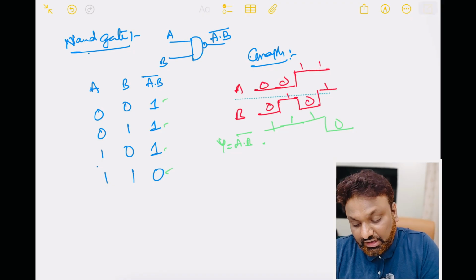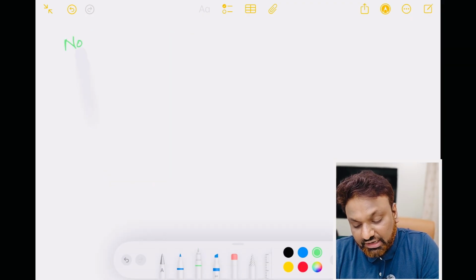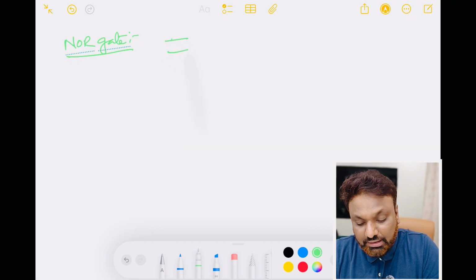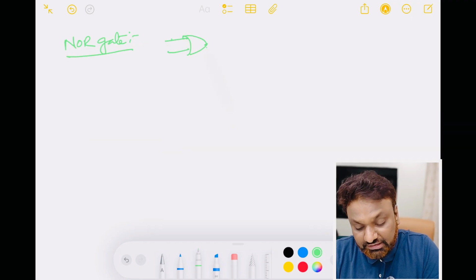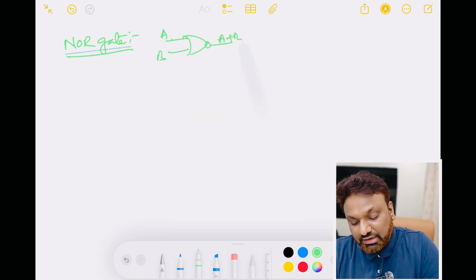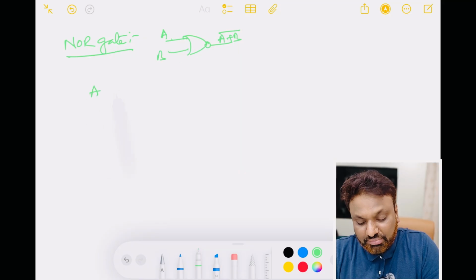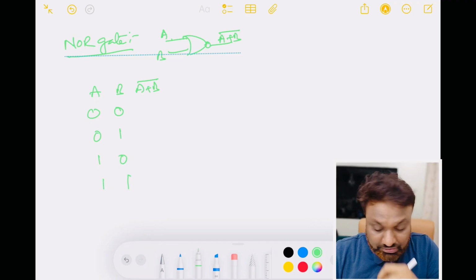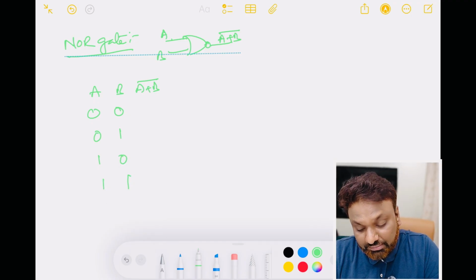Okay, similarly I can have a NOR gate as well. NOR gate means OR gate plus an inverter, plus a bubble. Okay, so this is A, B, (A plus B) whole bar. The truth table is A, B, (A plus B) whole bar, 0 0, 0 1, 1 0, 1 1. When I add two zeros, the output is 0, so I am having a bar, so that the output will be equal to 1.